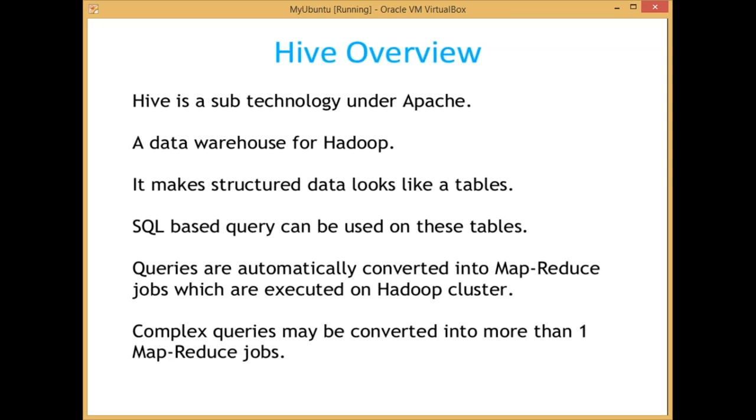Depending upon the complexity of your query, it may be converted into a single or multiple MapReduce jobs. If you are using a join, if you are using a subquery, in that case your query will be converted into multiple MapReduce jobs. So this is very brief about Hive.